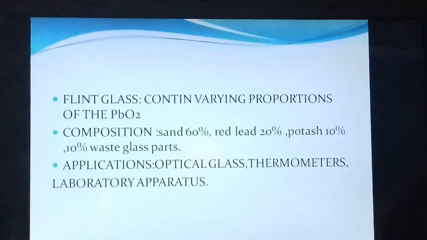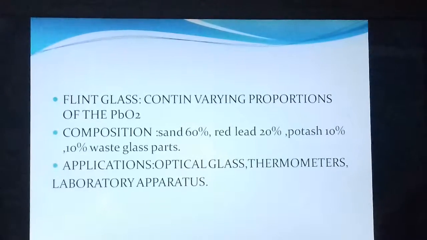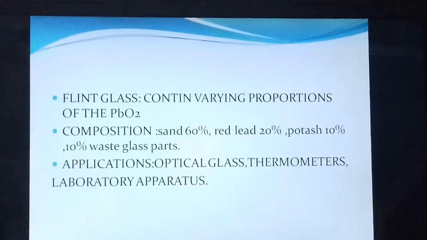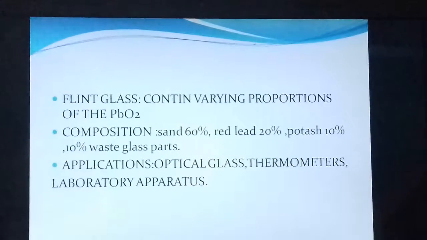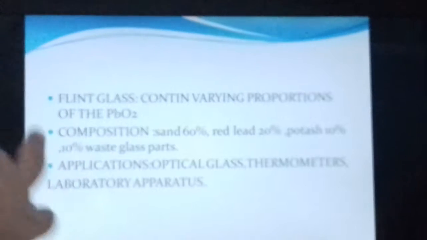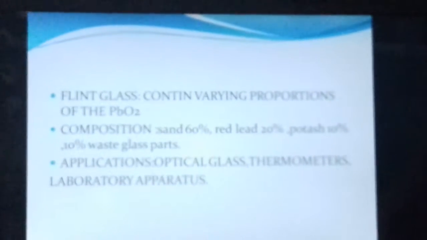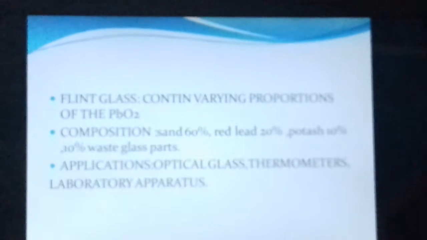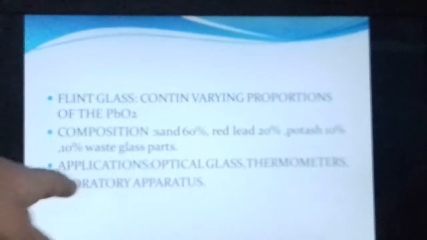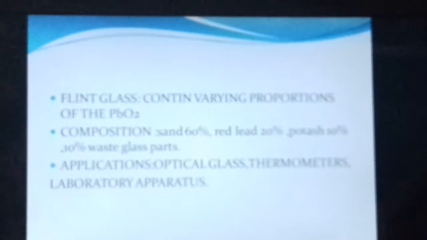Flint glass. Flint glass is also known as lead oxide glass because it contains lead oxide. The composition of flint glass is 60% sand, 20% red lead, 10% potash, and 10% waste glass, that is cullet. Applications of flint glass are optical glass, thermometers, and laboratory apparatus.